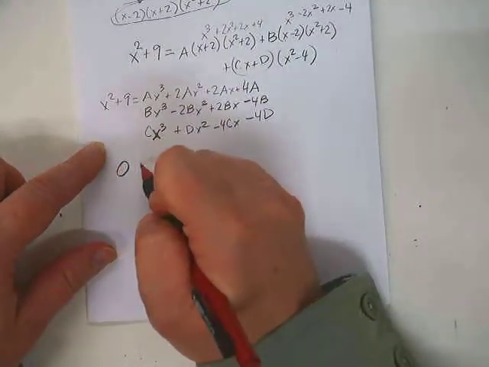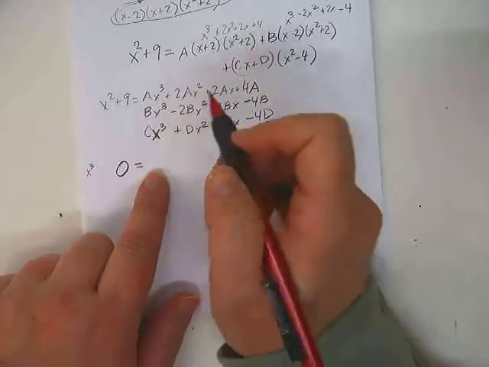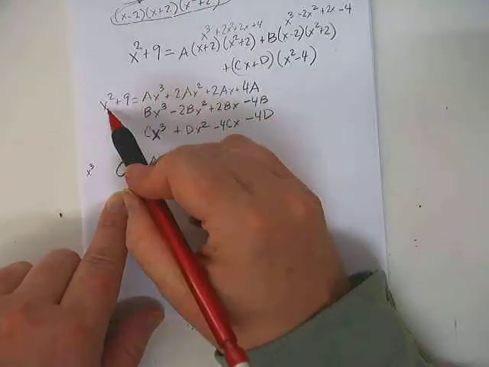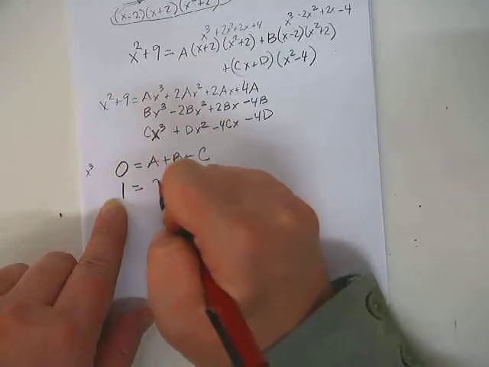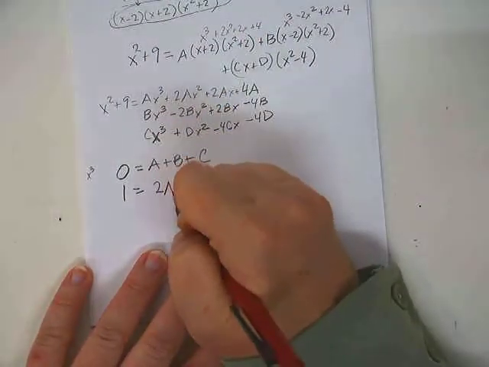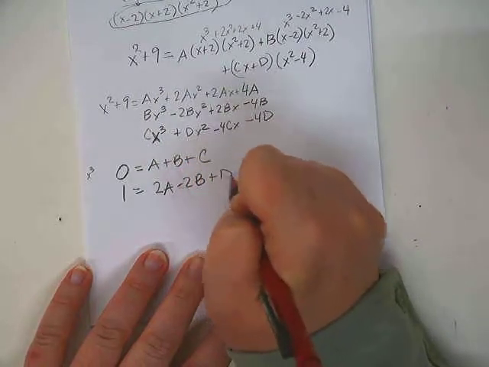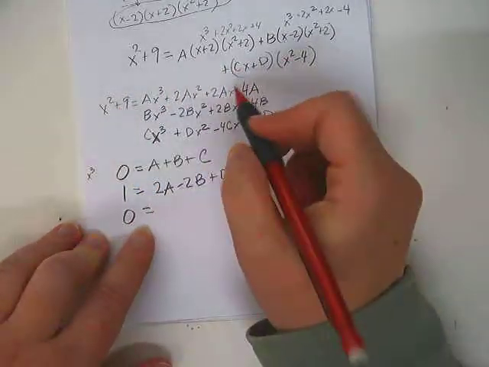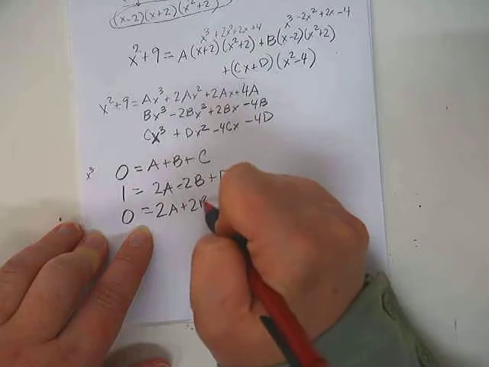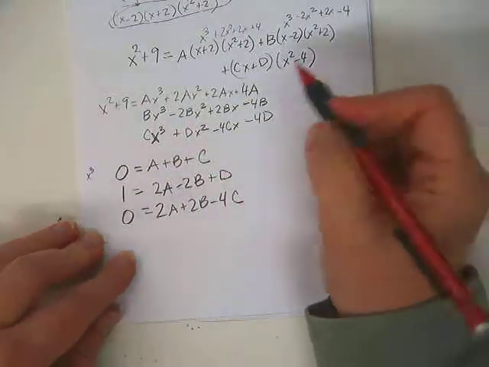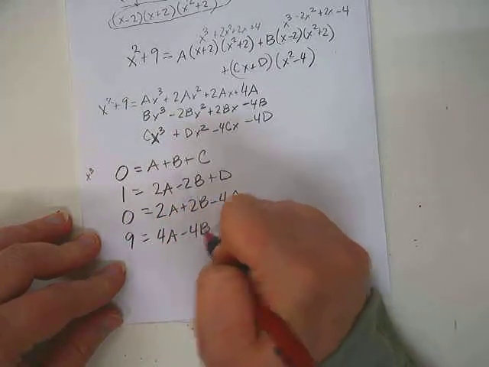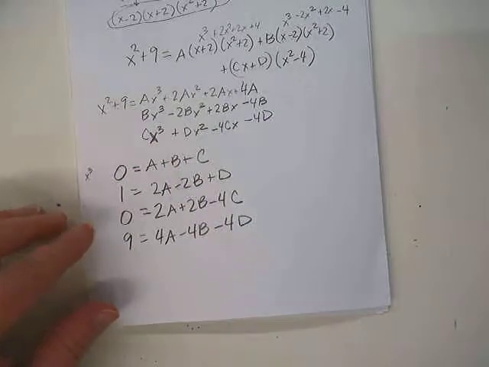Okay, so that means we have 0 equals A plus B plus C. That means we have 1 equals 2 minus 2. Oh, I need the A's and B's. Oops. 2A minus 2B plus D. Then I have 0 equals 2A plus 2B minus 4C. And then I would have 9 equals 4A minus 4B minus 4D.